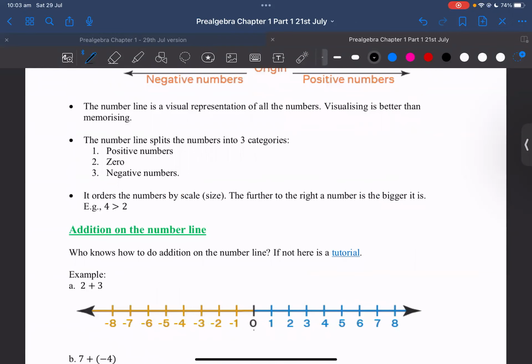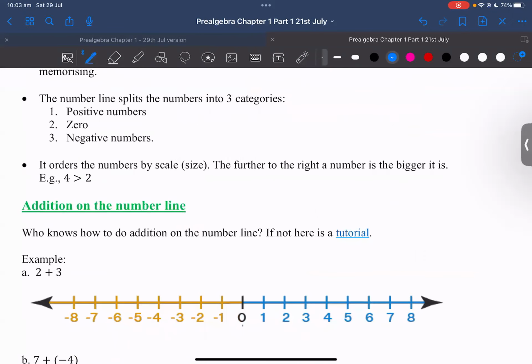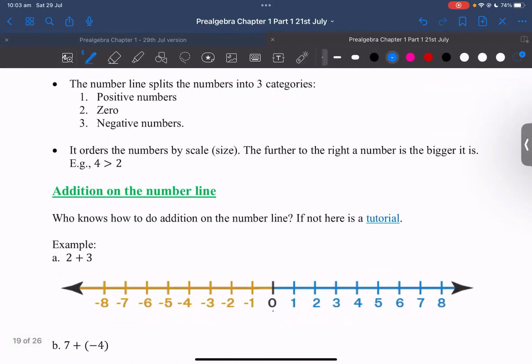So what is addition on the number line? So we have to add 2 plus 3. We know how to do that, obviously, we know it's 5. But how do you explain that on the number line? Let's say we start at 2. Let's start at 2 here. What does plus 3 mean? We hop 3 to the right to get to 5. Probably seen that before, right?